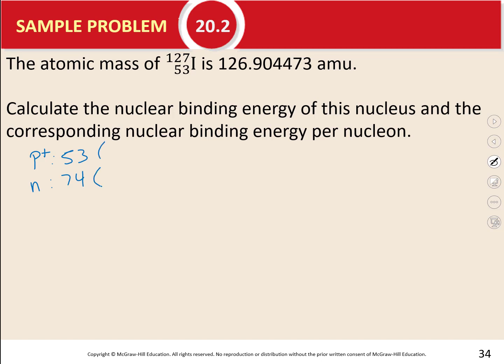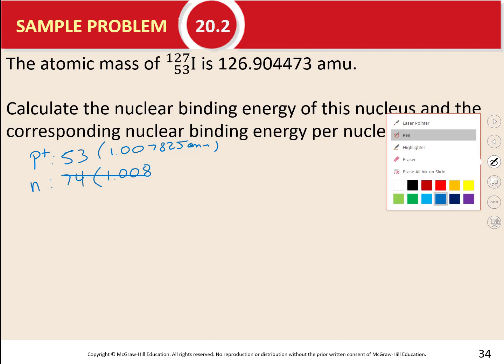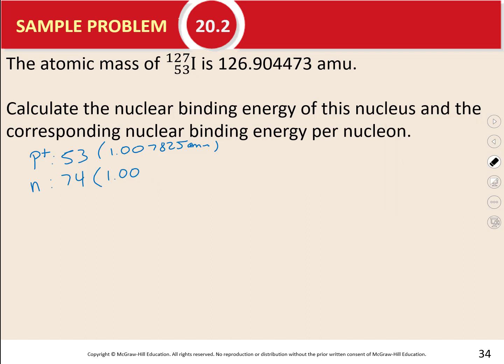So we're going to take these number of protons and neutrons and multiply by the mass of a proton versus the mass of a neutron, which I wrote over to the side there from earlier. 1.007825 AMUs versus 1.008665. And then we'll add that up, and that'll give us our total mass.